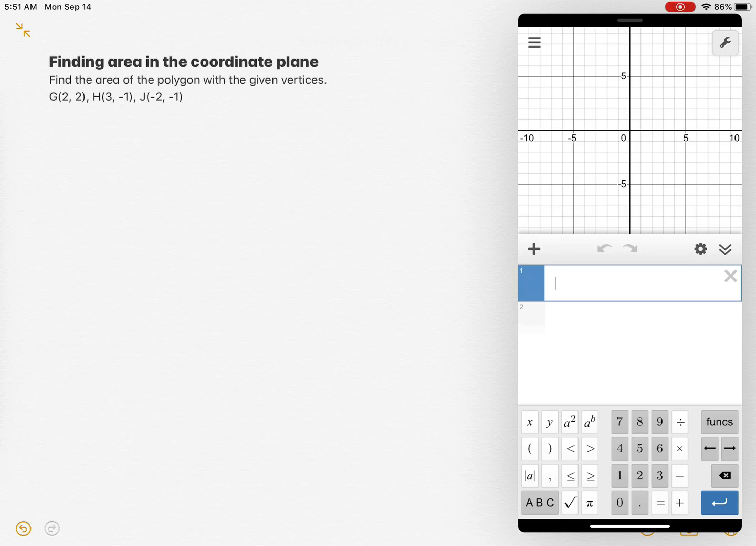Hello. Today we're going to be finding area in the coordinate plane, sort of like we've found perimeter in the coordinate plane. You'll need to know your area formulas for squares, rectangles, and triangles for these, and I will talk about those as we run into them.